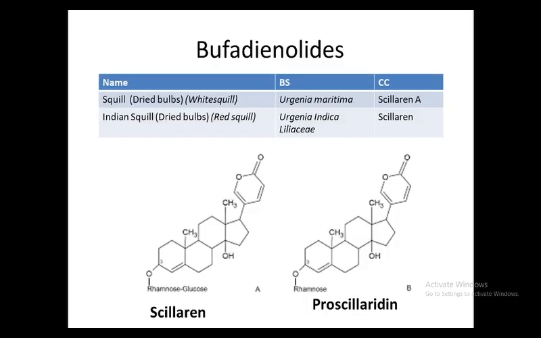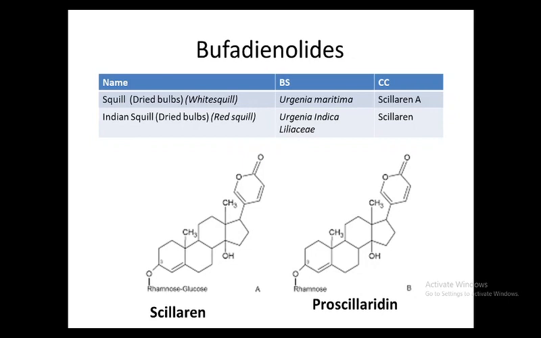Next, the bufadienolides. The example of a plant is squill. These are basically dried bulbs of Urginea maritima, also known as white squill. The chemical constituent is scillaren A as a glycoside. Next is the Indian squill. These are again the dried bulbs of the plant Urginea indica belonging to family Liliaceae. This Indian squill is also known as red squill, just remember.